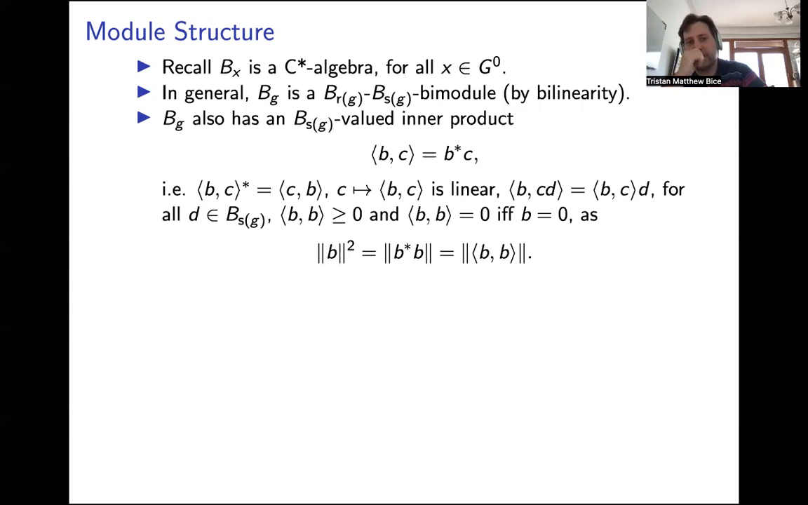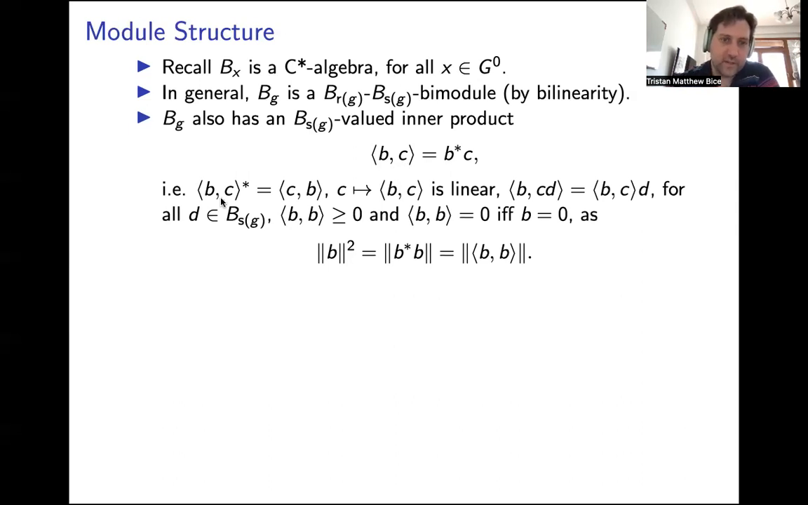Because of the extra star structure we have when we have a Fell bundle, we actually have an even more special kind of bimodule, or an even more special kind of module, let's say. Because we also have this nice inner product. Given any two elements of BSG, we can always take the star of one, and then we will be able to multiply it by C. And we can use this to define an inner product.